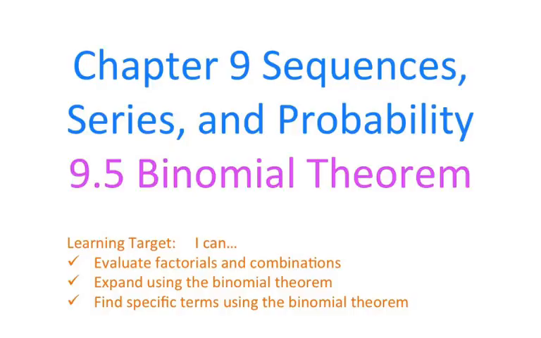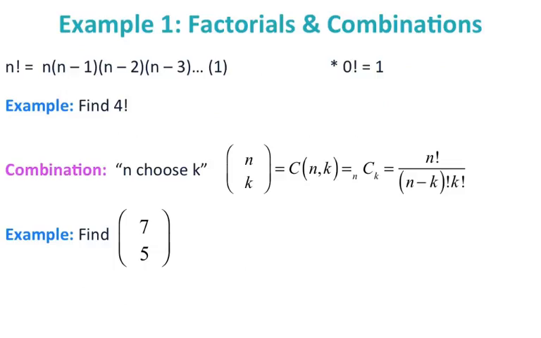So the first thing we're looking at is factorials and combinations. The factorial is that little exclamation point, and basically what that means is you're starting with that number and then multiplying it by one less than that number, and then multiplying it by one less than that number. For example, 4 factorial is the same thing as 4 times 3 times 2 times 1. So you're starting with that number, going all the way to 1, and then multiplying. So 4 times 3 times 2 times 1 is 24.